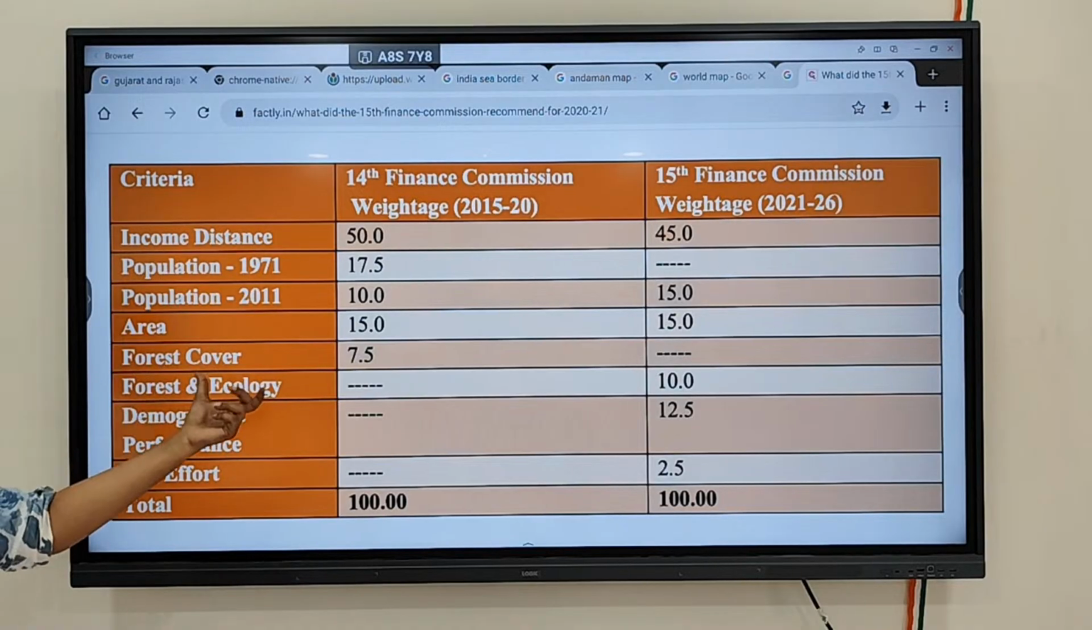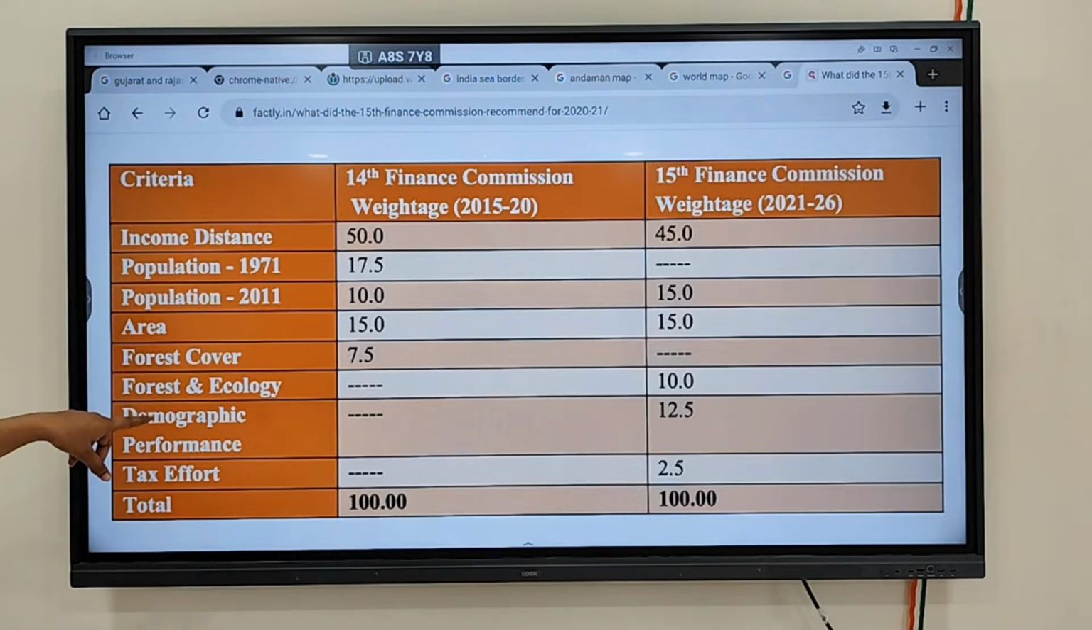Next, forest cover. Okay, they have just removed that forest cover. It was there in the 14th Finance Commission. Now in the 15th Finance Commission, they have removed this forest cover. The more the forest, they will use to pay. Understood? Madhya Pradesh is having the largest forest cover, I think so.